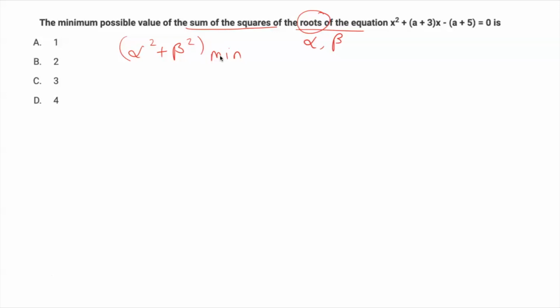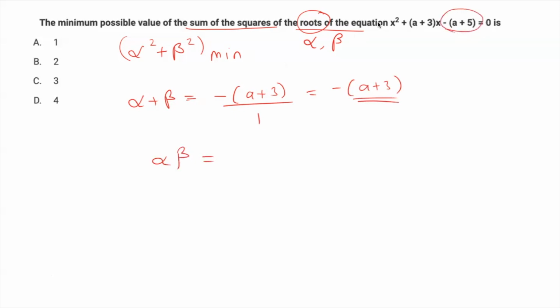Now guys, we already know that for a quadratic equation, we have studied this in algebra, the sum of the roots is minus the coefficient of x upon the coefficient of x square. So alpha plus beta is minus of (a plus 3) divided by the coefficient of x square, here is 1. So here sum of the roots is minus of (a plus 3). Similarly, we also know that the product of the roots is the constant term divided by the coefficient of x square. So it is minus of (a plus 5) divided by 1. That's minus of (a plus 5) again.